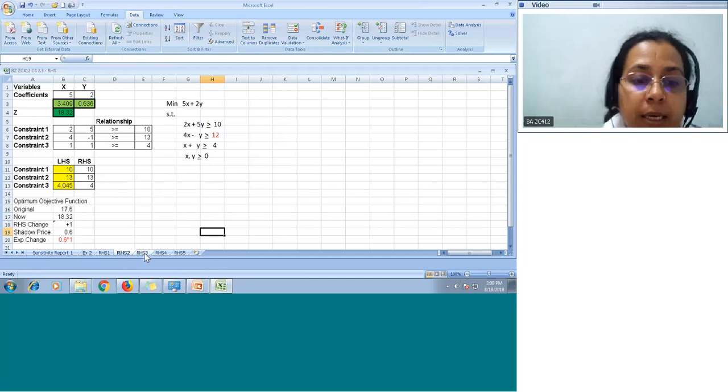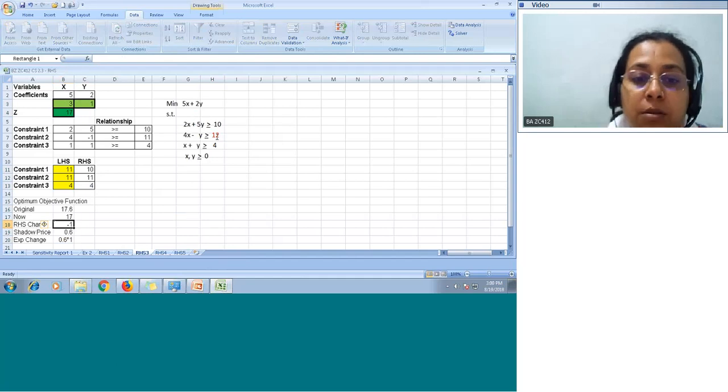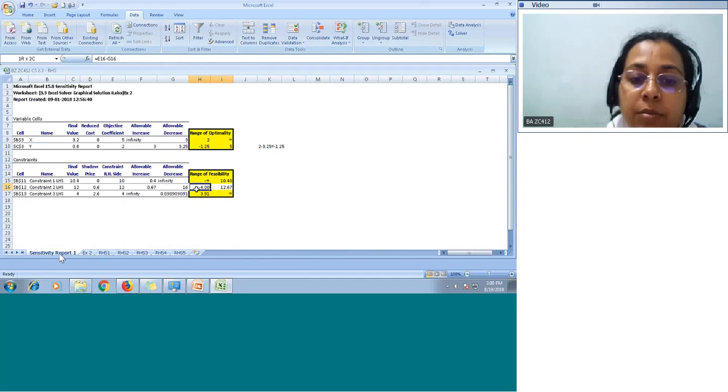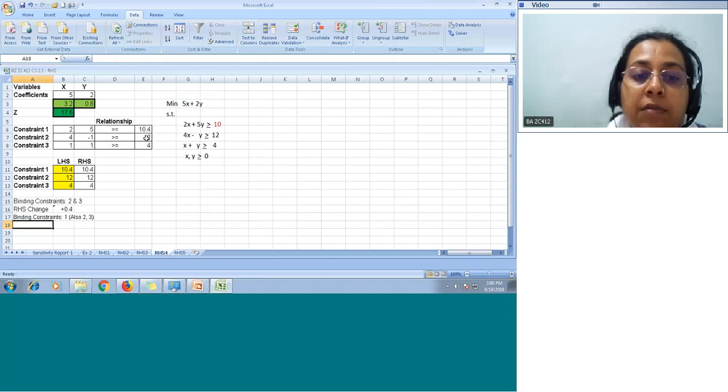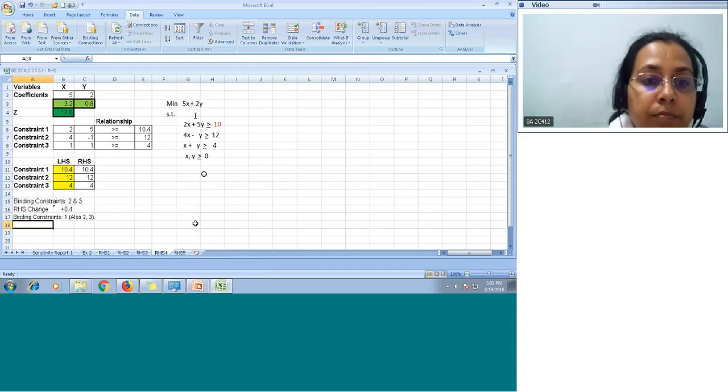Now the third example, let's see. In this third example, I'm reducing this from 12 to 11. 11 is, again, within the feasibility range. If it is in the feasibility range, then I think I will improve the solution, or maybe it will remain the same. So the RHS I'm taking is 11, and again you can see the binding constraints are these two.